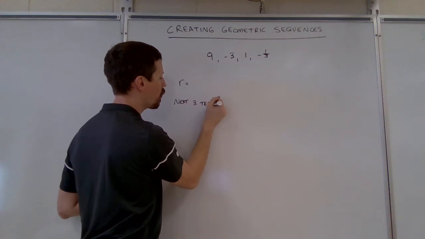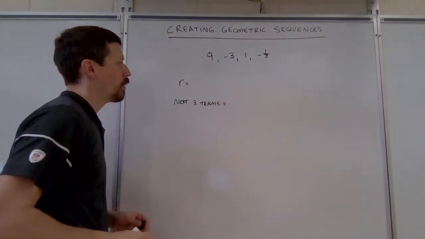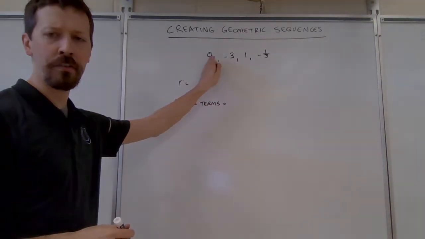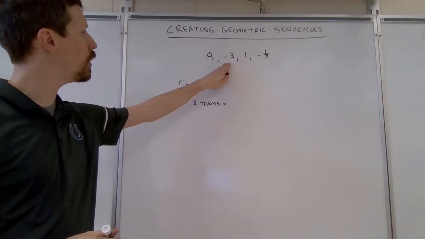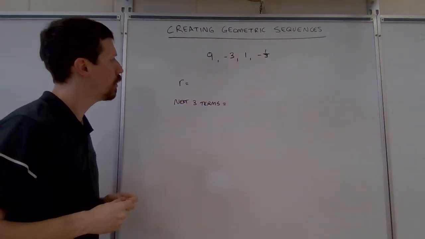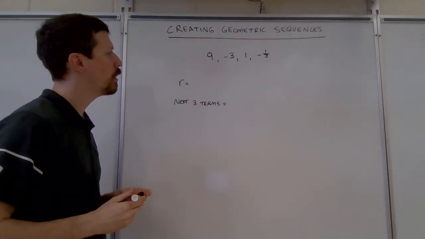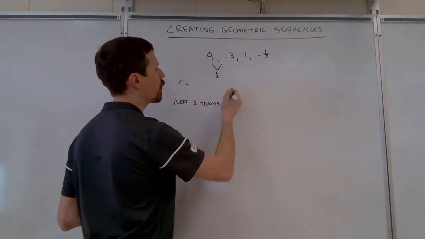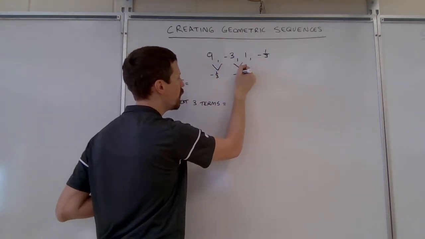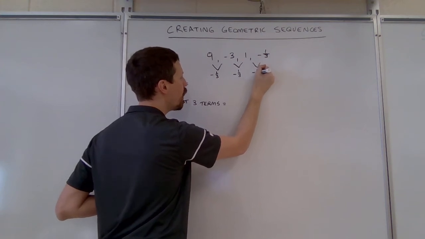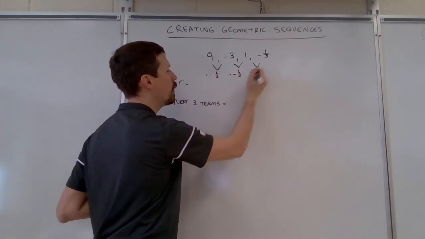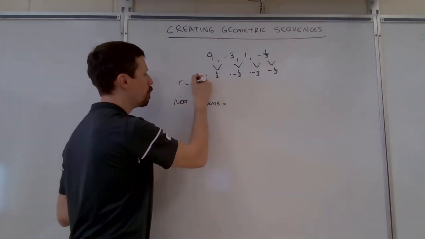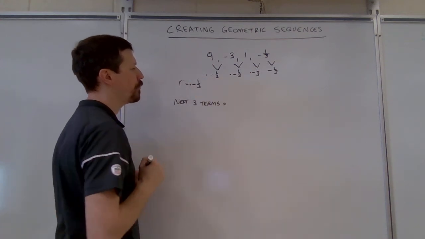Okay, so let's go ahead and take a look at this one. You'll notice, once again, this one's going down. So let's take one of the later terms and divide it by one of our previous terms. So I've got -3, and then I've got 9. So if I take -3, divide that by 9, I'm going to get -1/3. If I take 1 divided by -3, I'm going to get -1/3. All right, so each time here, what we're actually doing is multiplying by -1/3. So our common ratio is going to be multiplied by -1/3.